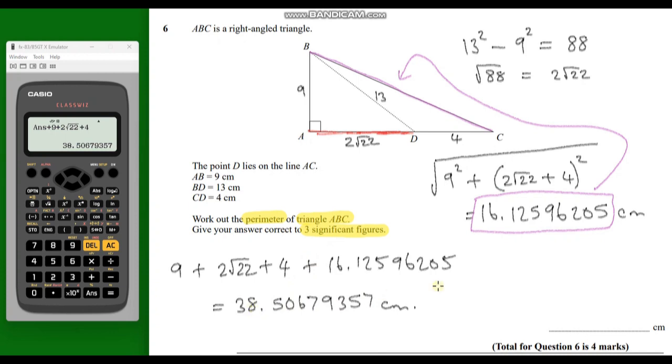So 3 significant figures. So that's the first, second, third. So let's just put a dash line here, and you can see we're clearly going to round this down to 38.5. So our answer is 38.5 centimeters.